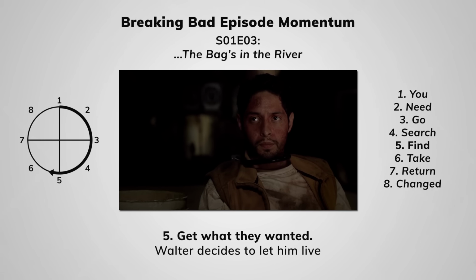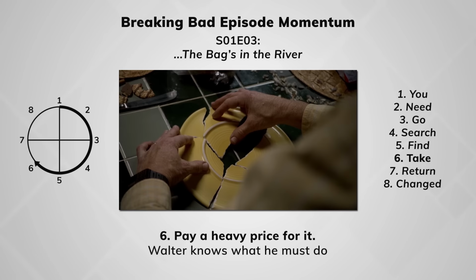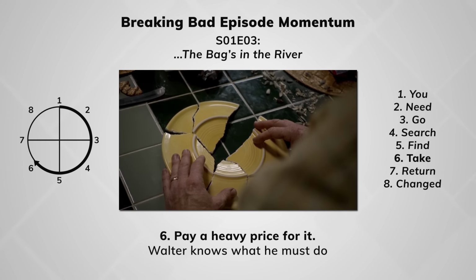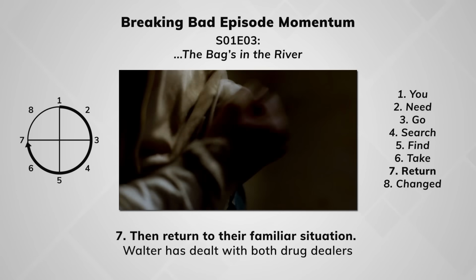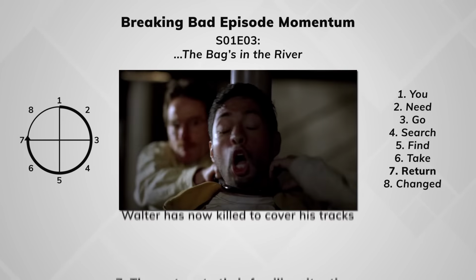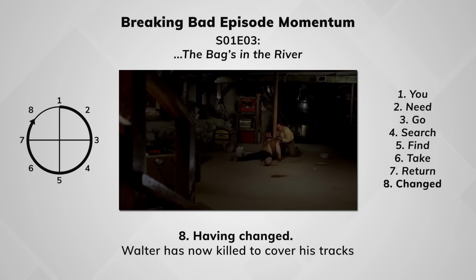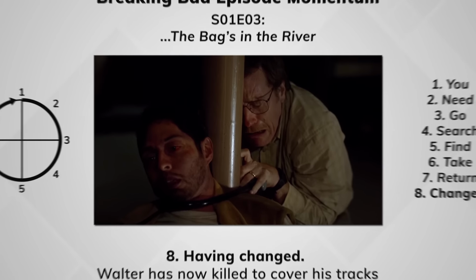He's going to let Crazy 8 go. But there is a piece missing from the broken plate. Walter realizes he can't let him go. Walter ends the conflict of the episode by killing Crazy 8, and Walter has changed. He has committed murder to save himself and his family.